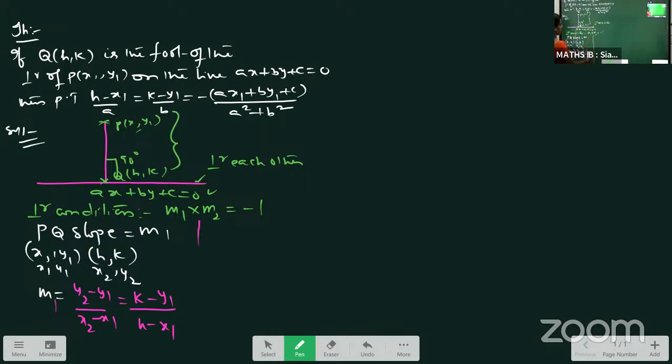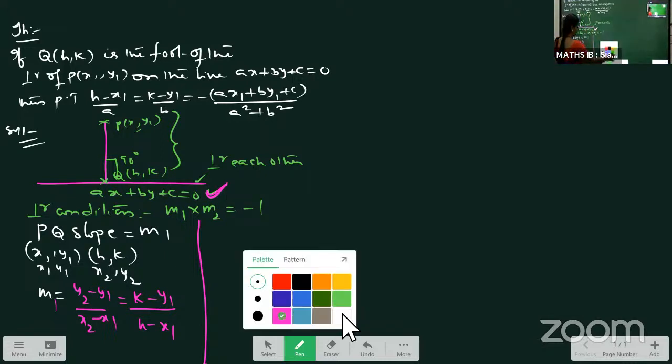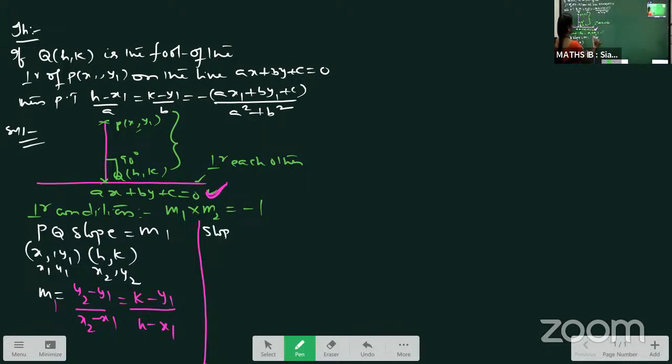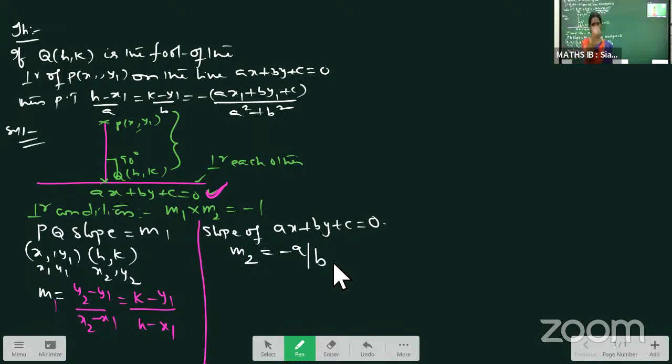Now that slope is done, we have to take the slope of ax + by + c = 0. What is the slope of ax + by + c = 0? Name this one as M2. The formula for this one is -a/b. So we got the slope M1 of this straight line, and we got the floor slope also. Now we write M1 into M2 is equal to -1.